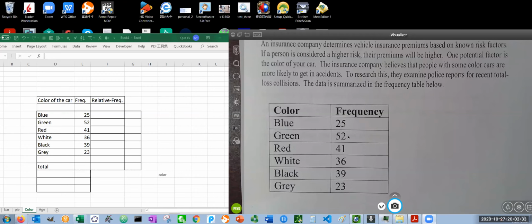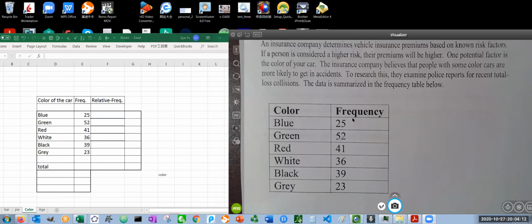52 of those accidents involved green cars, and 23 involved gray cars. From this table, you can instantly see the highest frequency is 52. That means among 216 car accidents that resulted in total loss, 52 of those involved green cars. From these numbers, you can see green is the color most likely to be involved in a total loss collision accident. That's why we need a frequency distribution table.